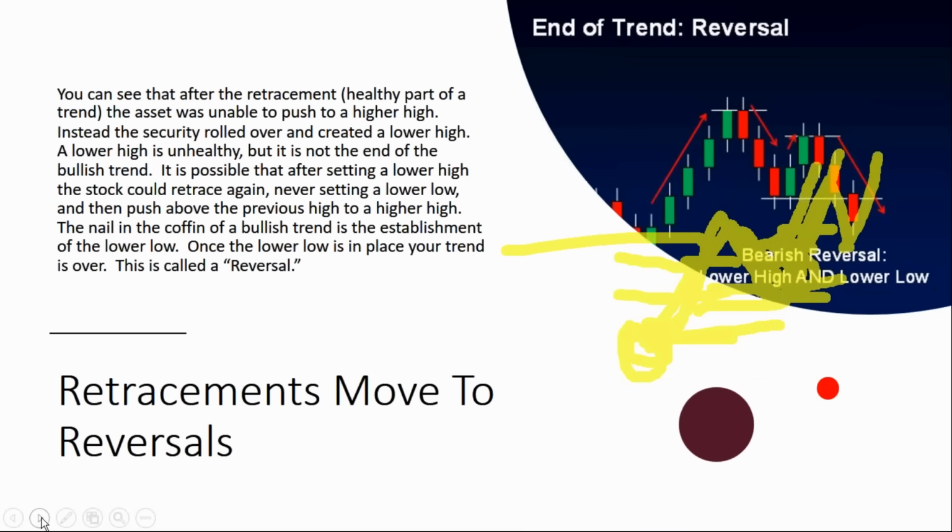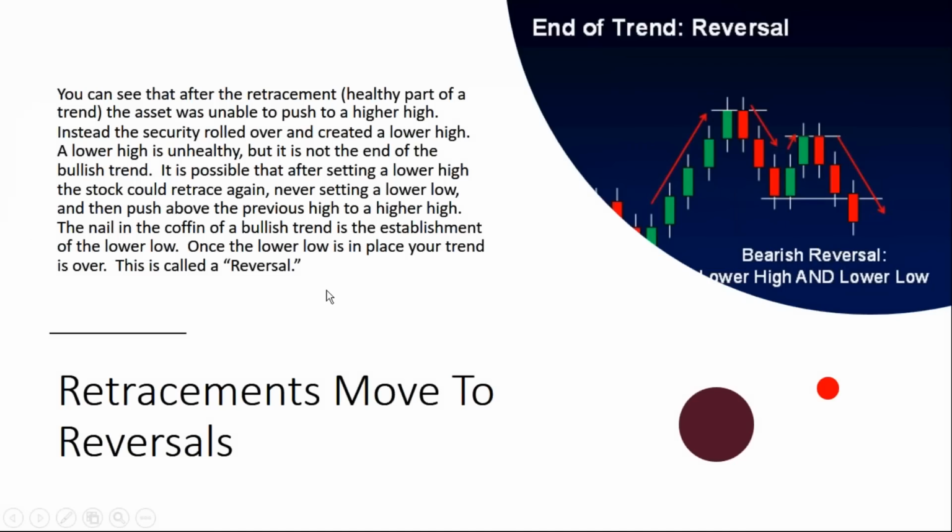Now, you can see that after the retracement, the healthy part of a trend line, let me get my markings off here. Sorry about that. You can see that after the retracement, the asset was able to push to a higher high. So this is the continuation of that. It retraced down here, it pushed to a new higher high, but it wasn't higher than the high that it made before.